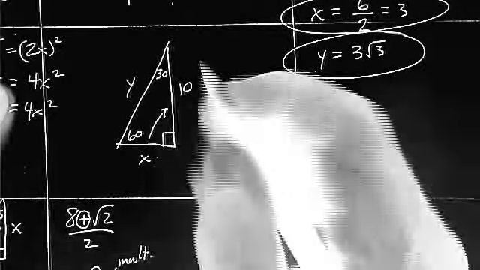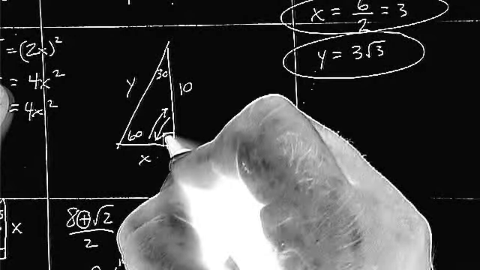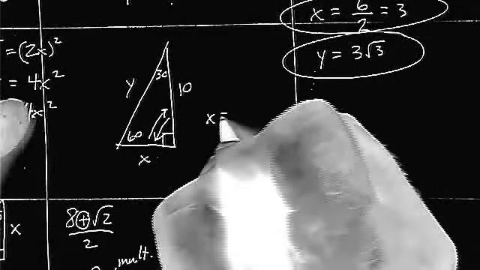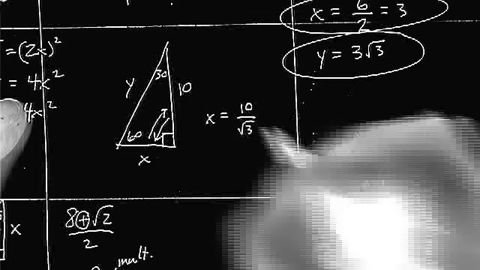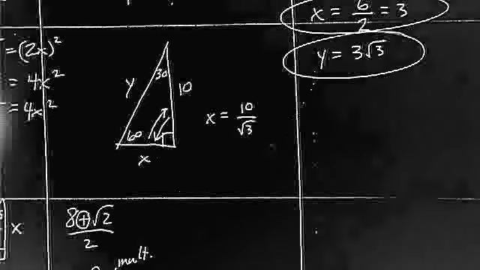Okay, so here we are. We're starting with the 10, and we're going back to x. So x is going to be 10 divided by radical 3.